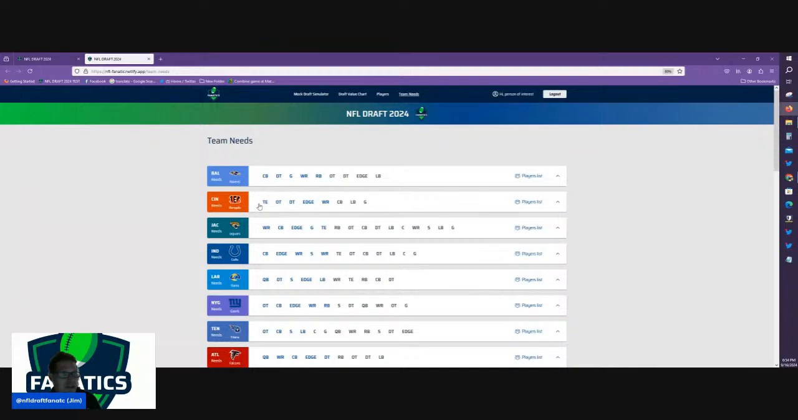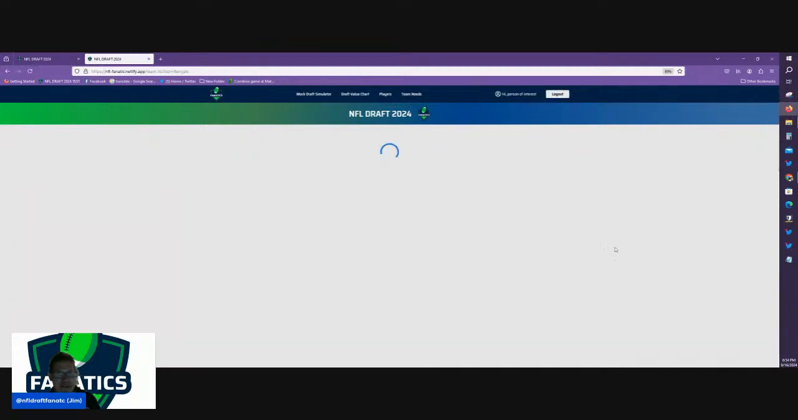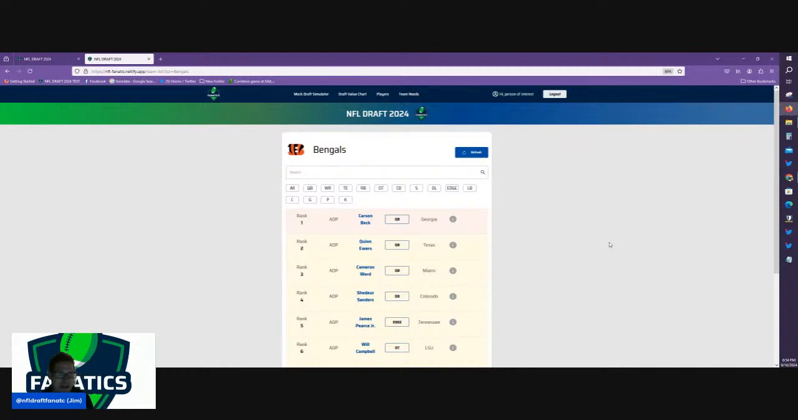Okay, so here's what I mean. So if we look at the Cincinnati player list, that is the player board for the Cincinnati Bengals. And I just want you to observe that Carson Beck, Quinn Ewers, and Cam Ward are sitting right at the top. Okay, so just want to point that out.